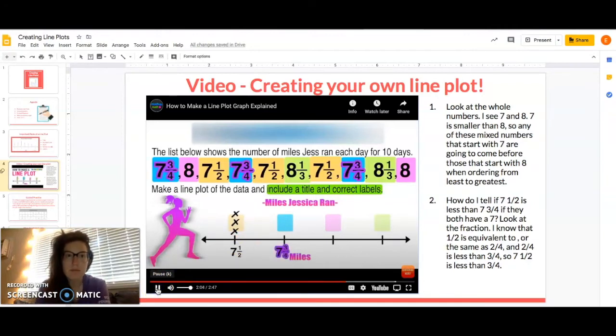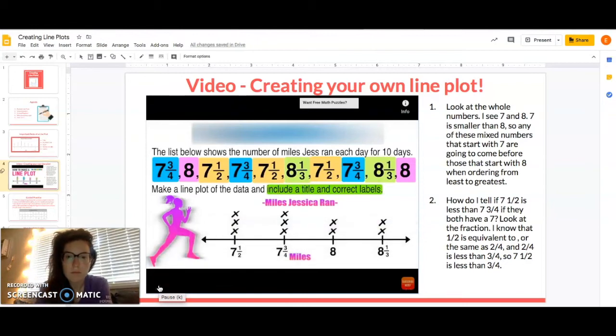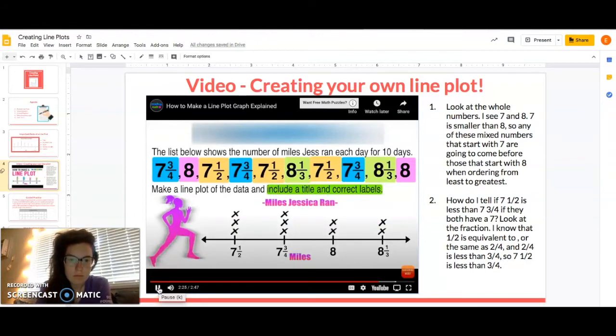Our next value, 7 3/4, also occurred 3 times. So again, we're going to put 3 X marks. Our next largest value, 8, occurred 2 times, and our largest, 8 1/3, occurred 2 times as well. So we have just successfully constructed a line plot to represent this data for Jessica's miles of running over that 10-day period, and that's really all.